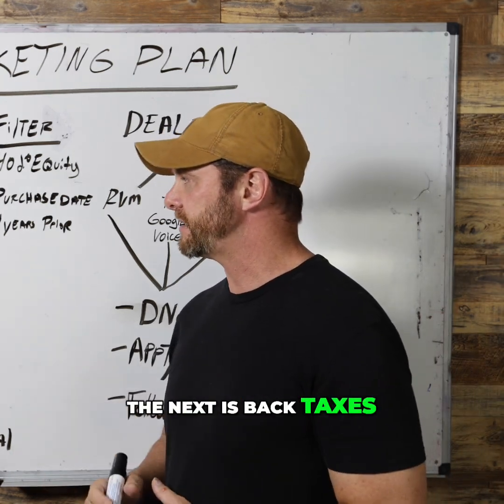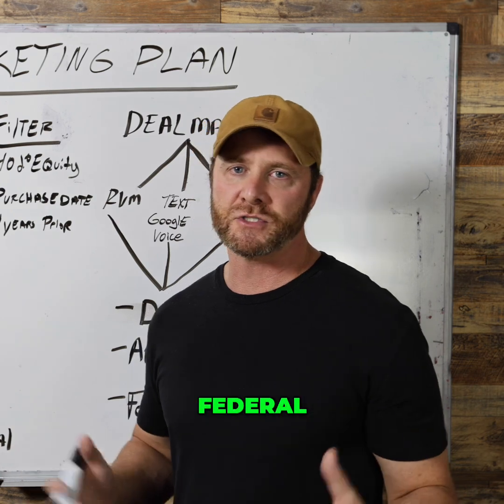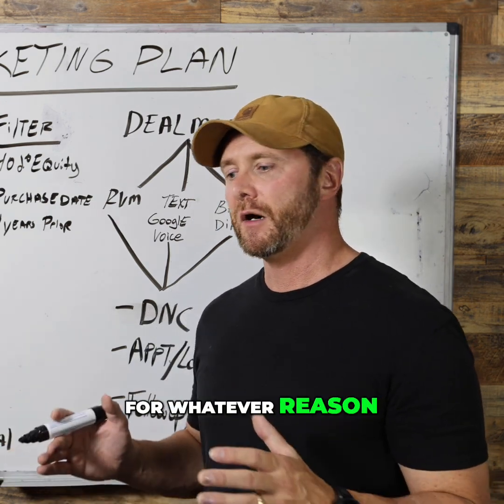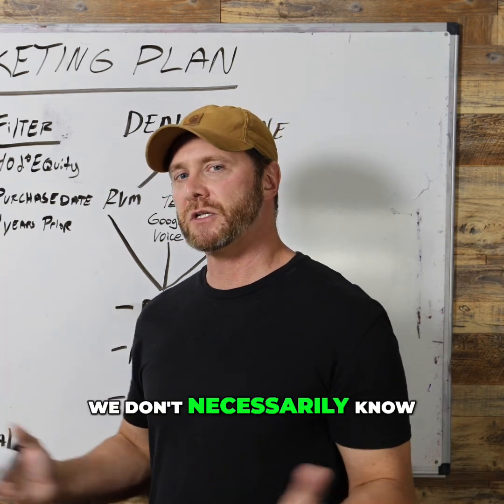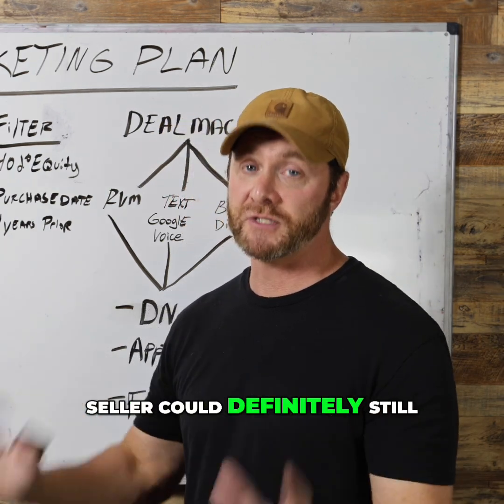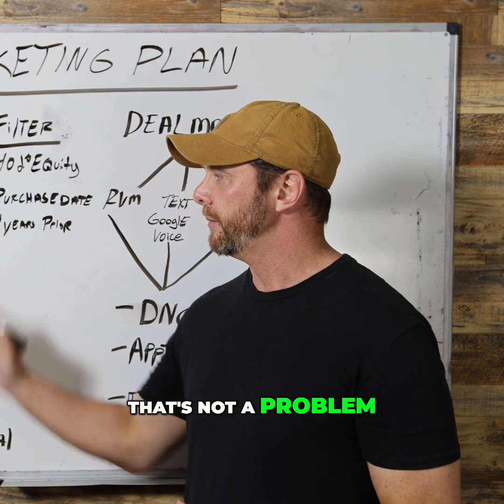The next is back taxes. Simply, there's tax liens, federal, state, county, for whatever reason, or even property taxes, which is a big one. On that property, there's back taxes. We don't necessarily know any other situation. Seller could definitely still live in the house. That's not a problem. But there's back taxes.